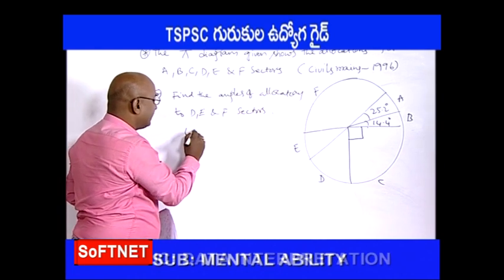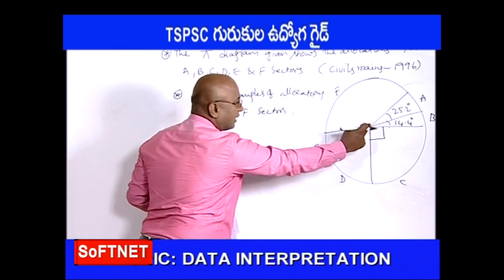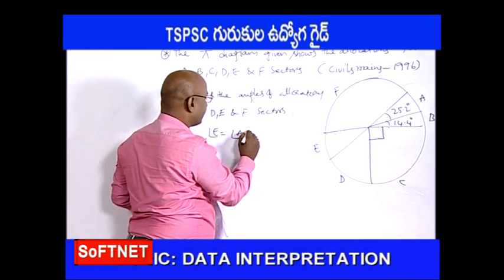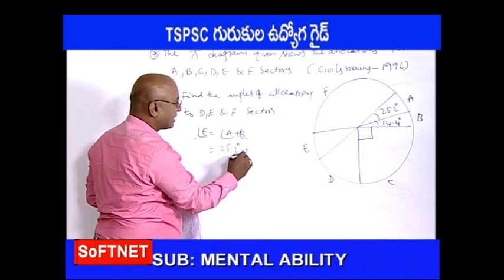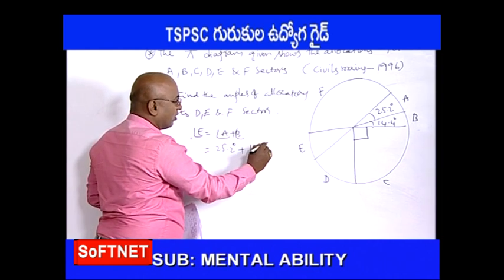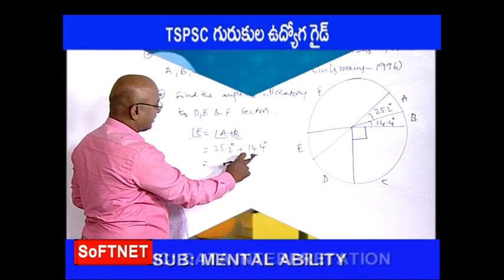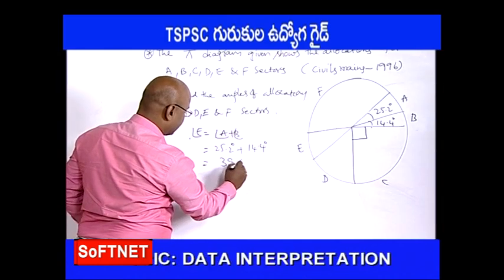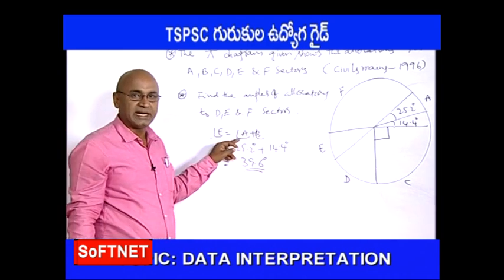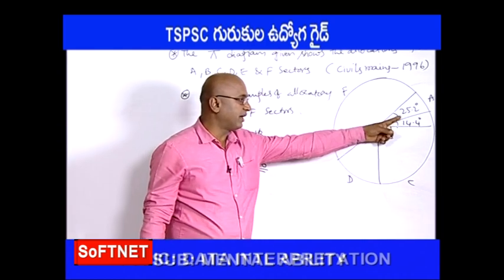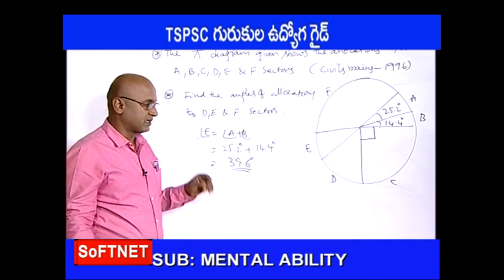Now, angle E is equal to angle A plus angle B. That is equal to, angle A is 25.2 degrees and angle B is 14.4 degrees. Now 25 plus 14, that is equal to 39.6 degrees. So angle E is equal to angle A plus angle B, that is equal to 25.2 plus 14.4, that is equal to 39.6 degrees.